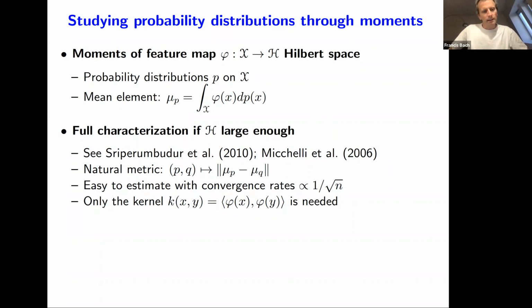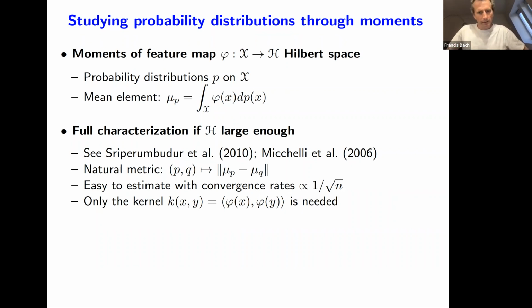There is a nice area in kernel methods where, if you take a Hilbert space, and I will define everything in a moment, then you can fully characterize your distribution. So the mapping from P to the mean element is injective. Whatever you do on the mean element tells you something about the distribution. This also gives you a natural metric on distributions by computing the squared distance in the Hilbert space between the mean elements.